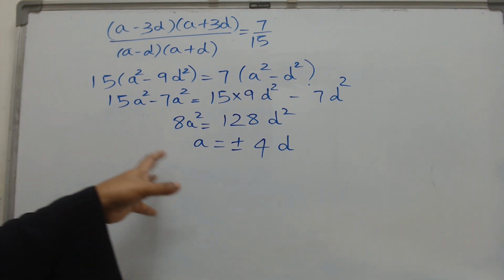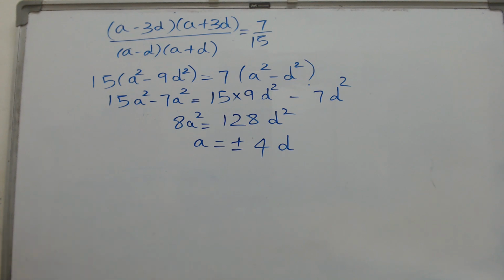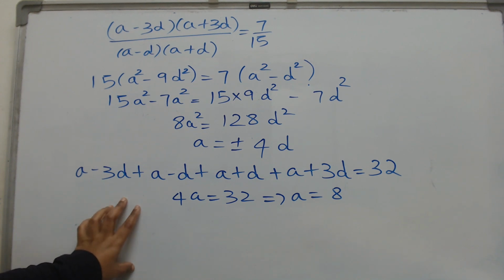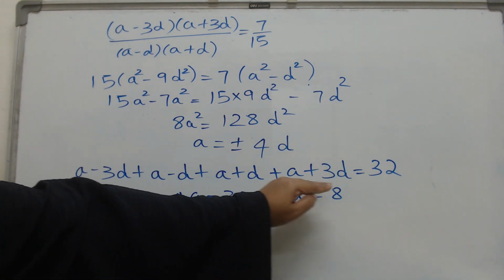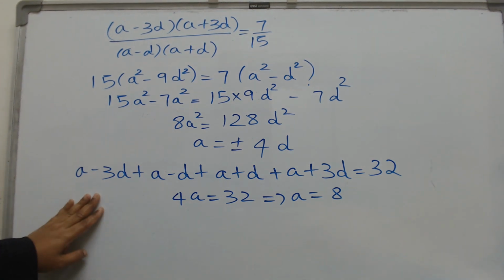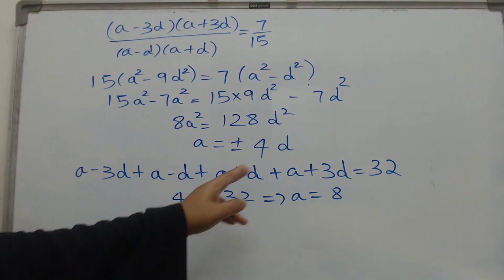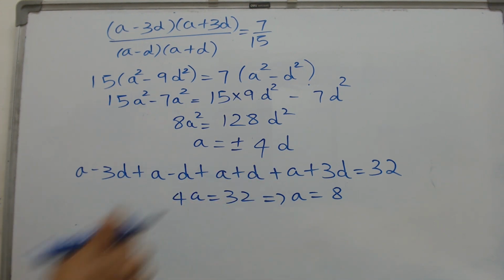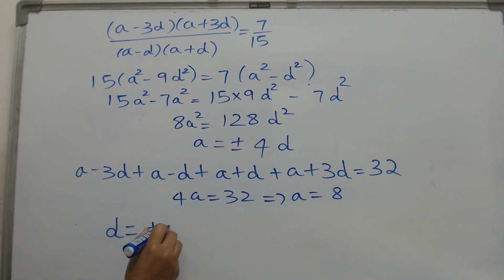But there is another relation between them, right? All of your 4 terms added together gives you 32. So this is what we started with. Remember, we took 32, we split it into 4 different parts which are in AP. So once you add them, you should get 32, which means A is 8, which means D is what? D has 2 values. It has plus or minus 2.